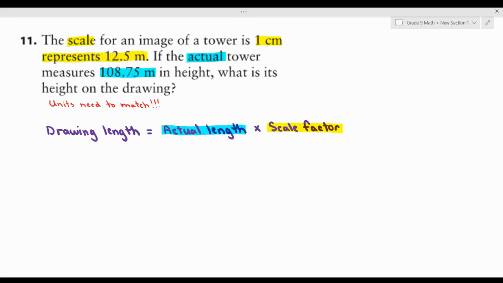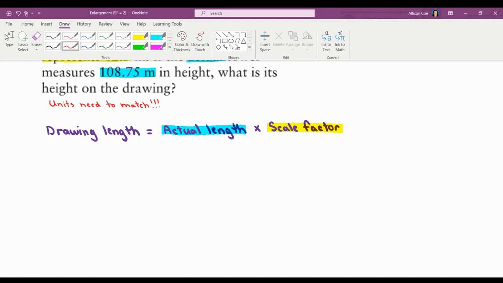Okay, so number 11 talks about you have a scale for an image of a tower, and you're told 1 centimeter represents 12.5 meters. You're given the actual measurement, and they want you to find the height on the drawing. So you'll notice I highlighted the information tied to the scale in yellow, actuals in blue, and then we were trying to find the drawing length. But you got to be careful. So if you want to use these formulas, your units, you want to make them match.